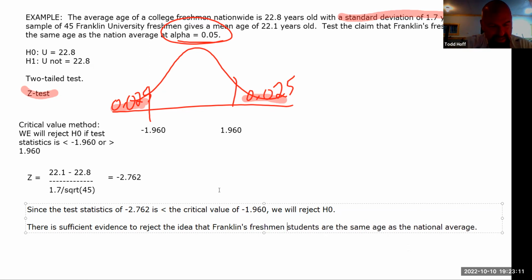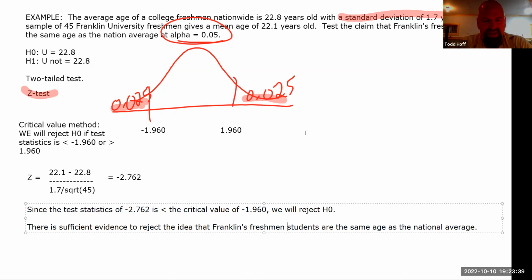Now notice I didn't say that they were younger than the national average because that's not the alternative hypothesis. The alternative hypothesis is just that they're not equal to the 22.8. It doesn't say less than or greater than, just not equal to. So in our conclusion, we cannot specify a direction because the alternative hypothesis did not specify a direction. It just said we're far enough away from it on one side or the other.